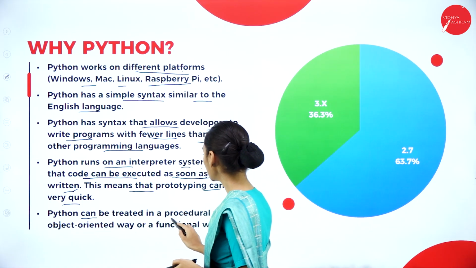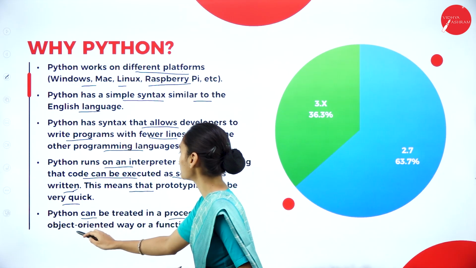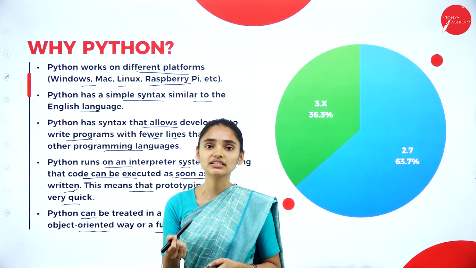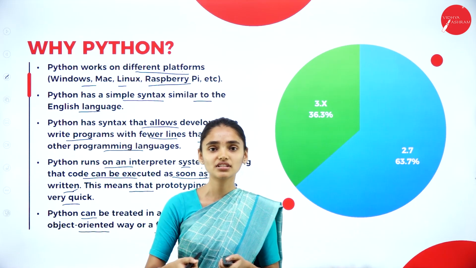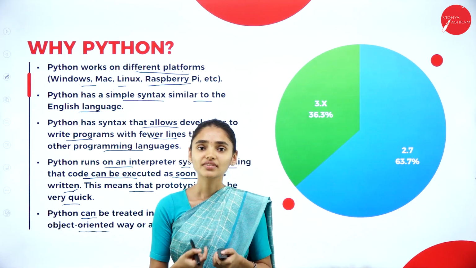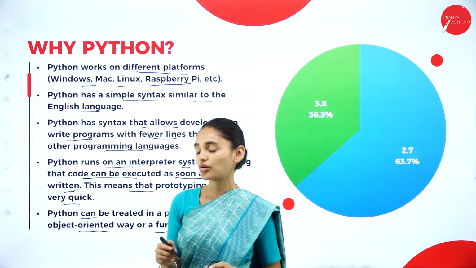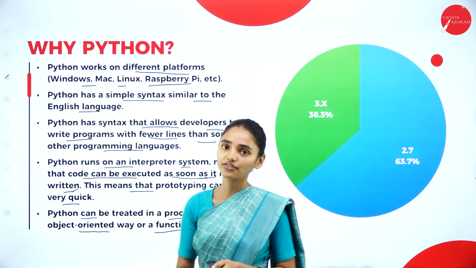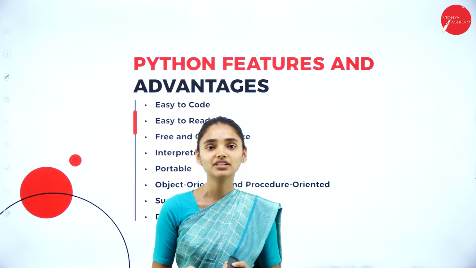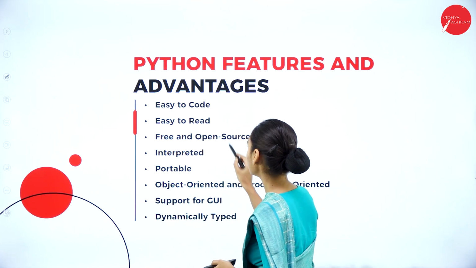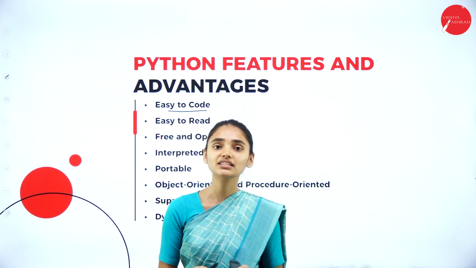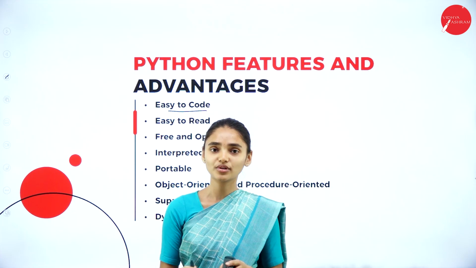Python can be treated in a procedural way, in an object-oriented way, or in a functional way. Procedural means it has a certain procedure, and object-oriented deals with classes and objects. Or a functional way. Next is Python features and advantages. What are the features and advantages of using Python? First one is easy to code. As I already told you, Python is a high-level interpreted programming language.